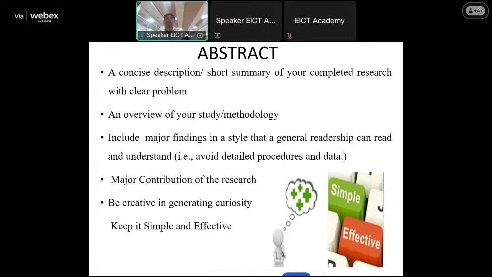An abstract should have a concise description and short summary of your complete research with a clear-cut problem. Don't write generalized things in your abstract, because many times when I review an article with, let's say, a 15-line abstract, 8 lines are generalized, and only then is the actual problem defined.